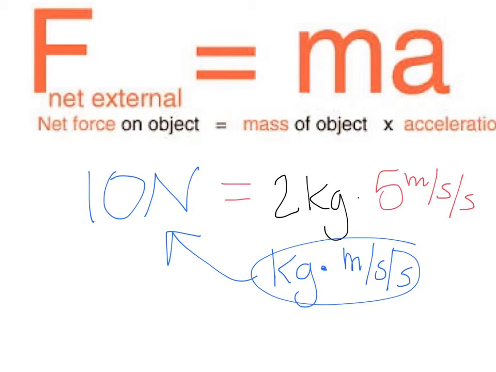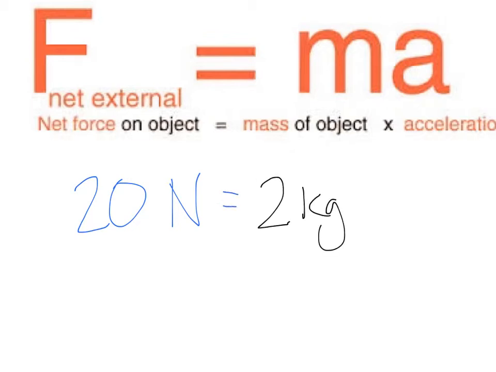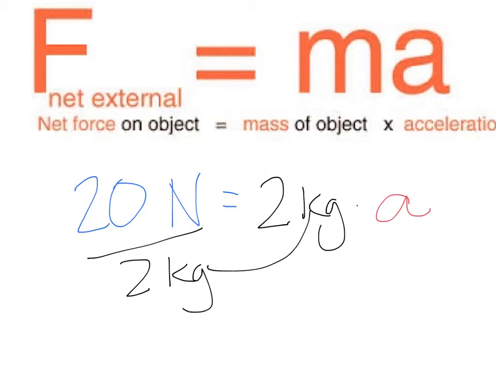Now, what happens if we double the amount of force? So, instead of having 10 newtons of force, we have 20 newtons of force. We still have the same 2 kilograms of mass. What's going to happen to the amount of acceleration? To solve this problem, we take the 20 newtons divided by the 2 kilograms. And 20 divided by 2 is 10 newtons per kilogram.